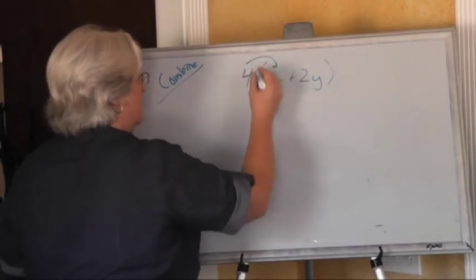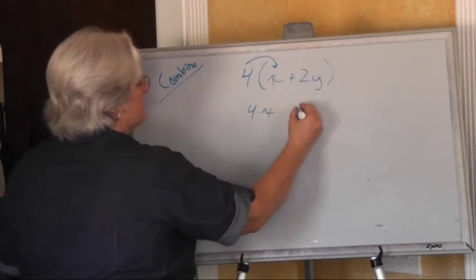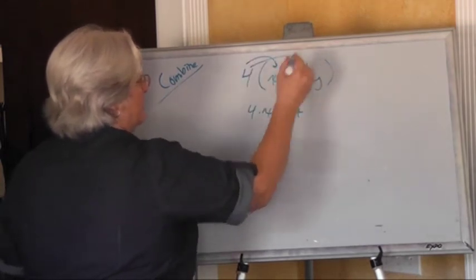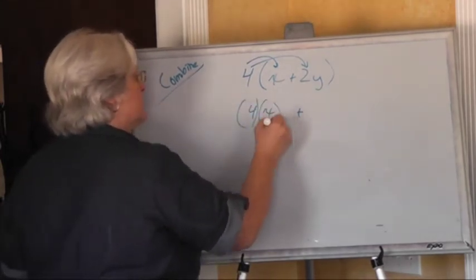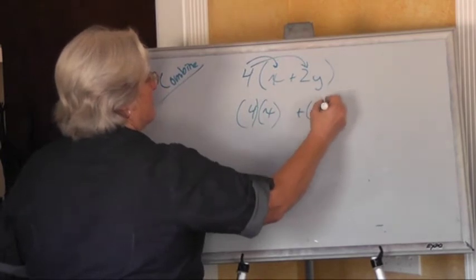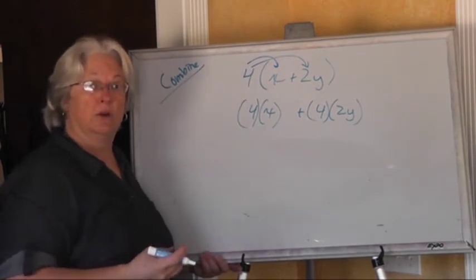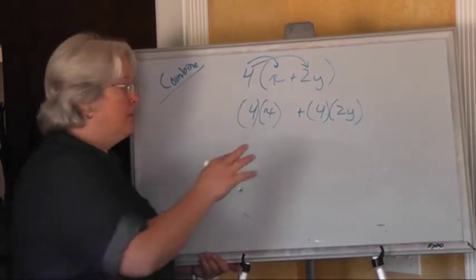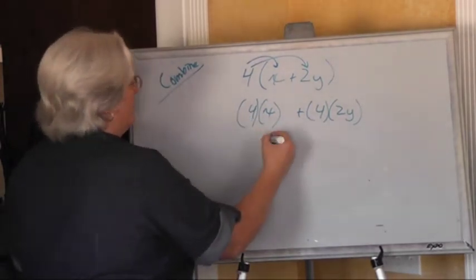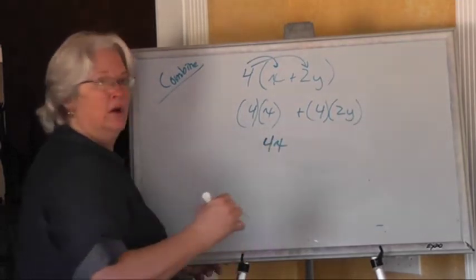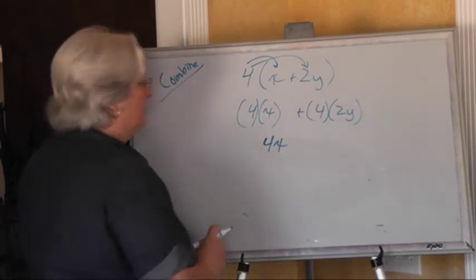So first you're going to say 4 times x. And then we have plus, now we're going to multiply the 4 against the 2y. I have 4 times x plus 4 times 2y. And that's all we're going to do when we distribute this. But we're not finished yet because we don't want to leave all those parentheses there. 4 times x just becomes 4x. Remember, when we have a product of a constant term and a variable, just bump those together.